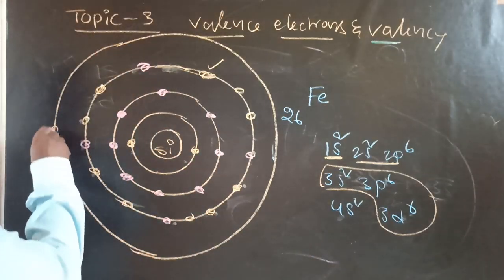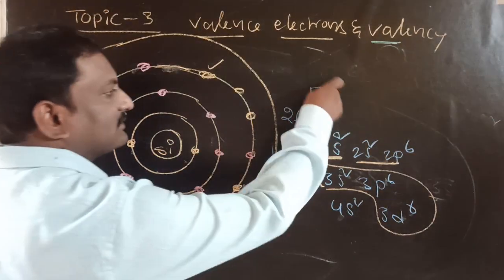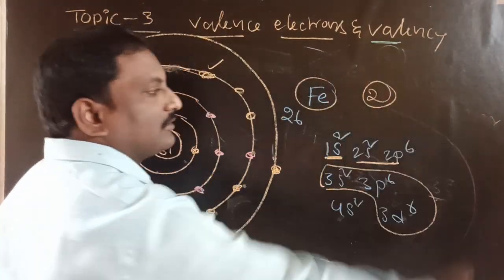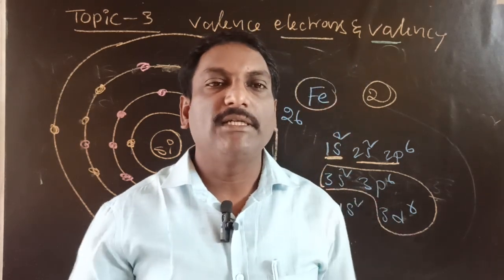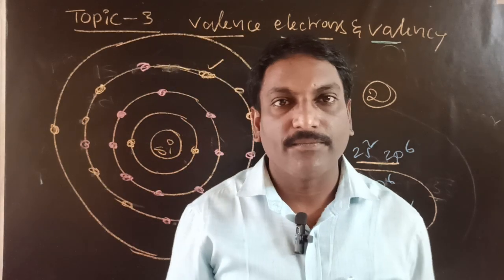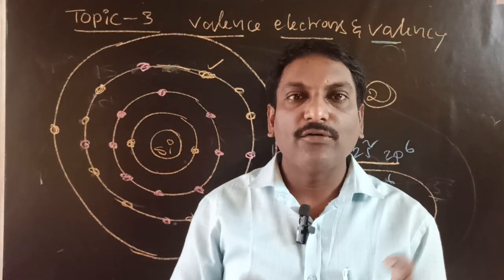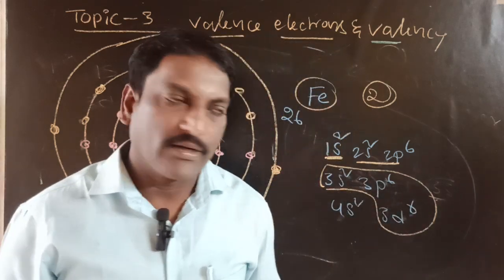Fourth shell, 2 electrons. Number of valence electrons in iron, 2. So valence electron means the number of electrons present in the valence shell of an atom. Valence shell means the outermost shell of an atom. Is it clear how to find out the number of valence electrons present in the atom? Right, good.